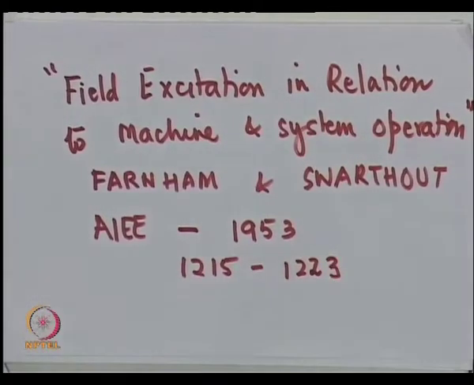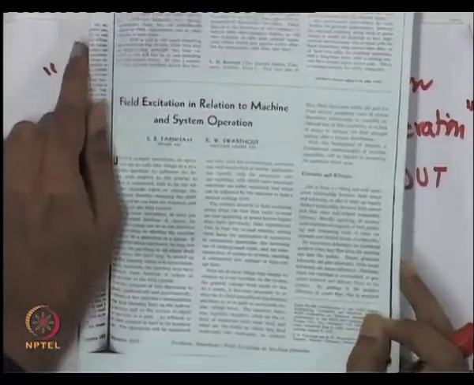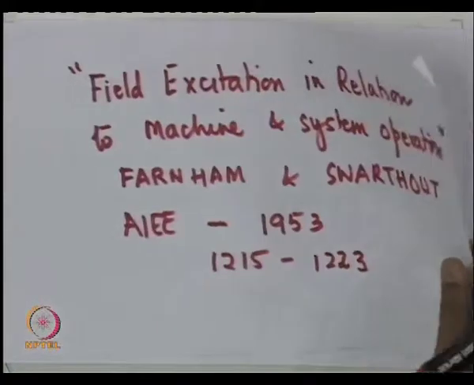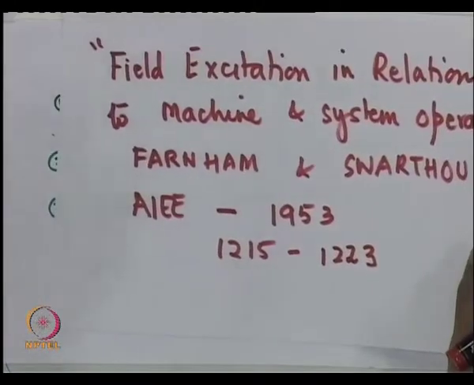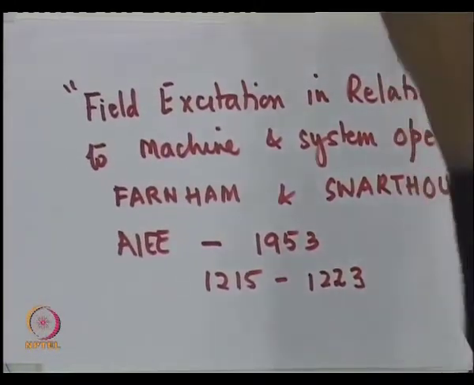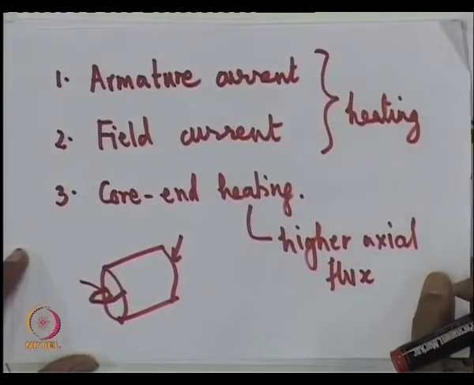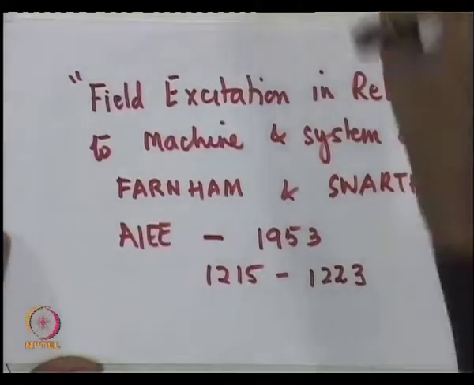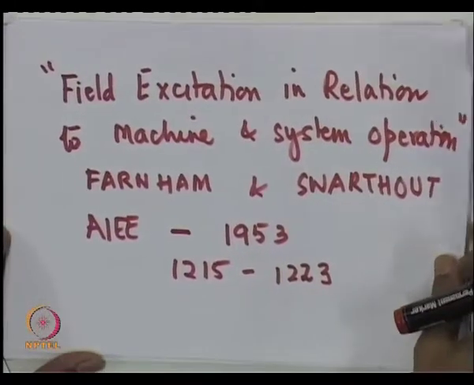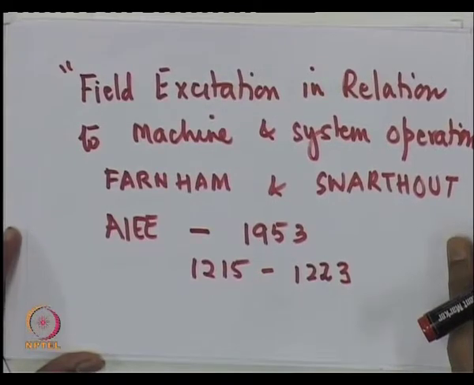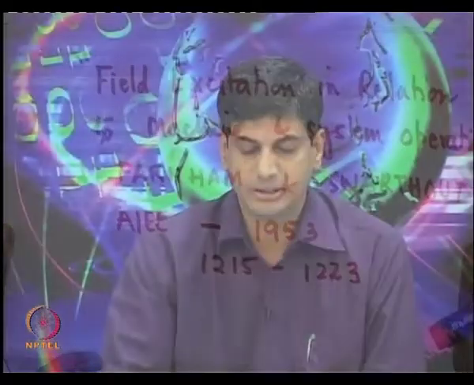So, this is a copy of this paper. I request those who are interested in finding out more about why we have this heating limit to refer to this paper. Of course, this core end heating is not a limit seen by all machines, it is only for specific, usually steam turbine driven machines.